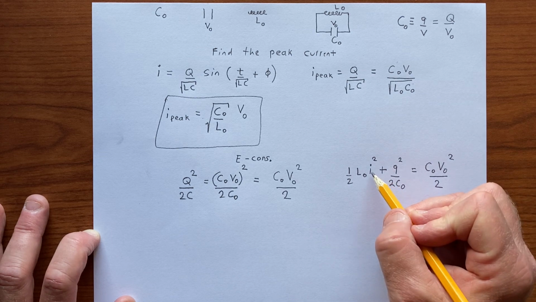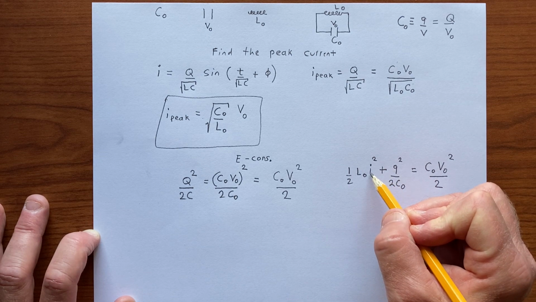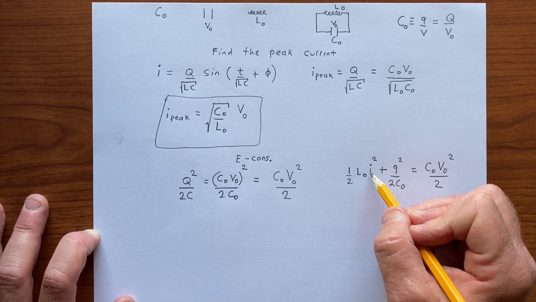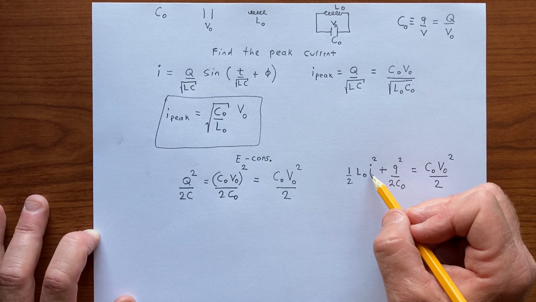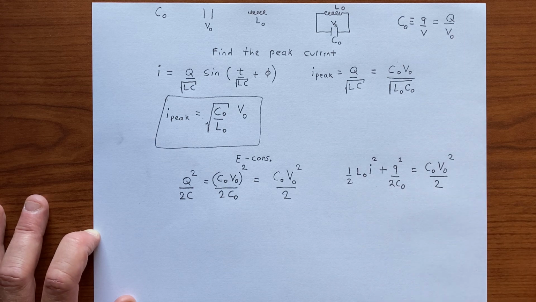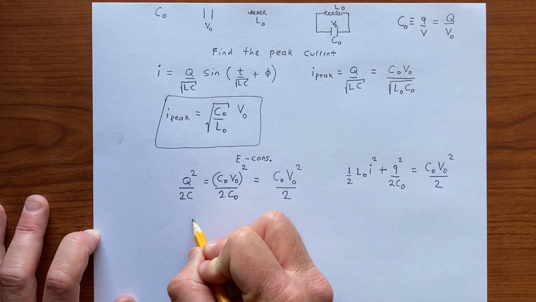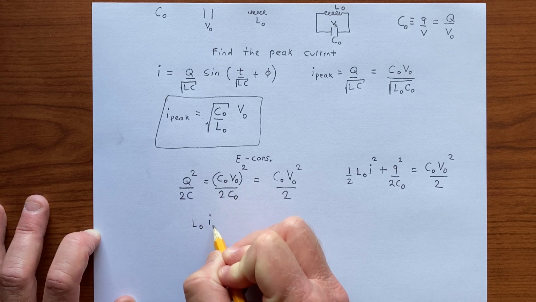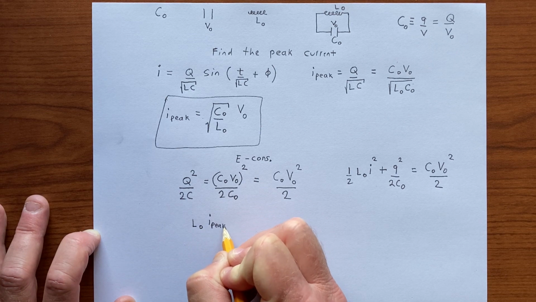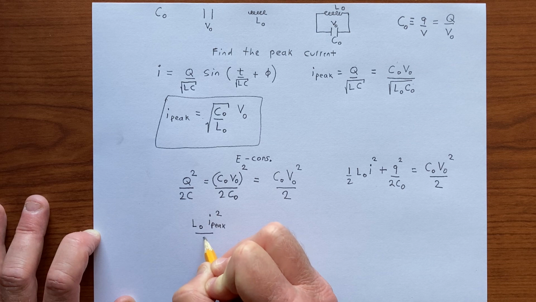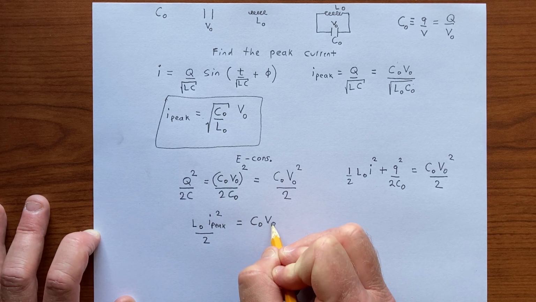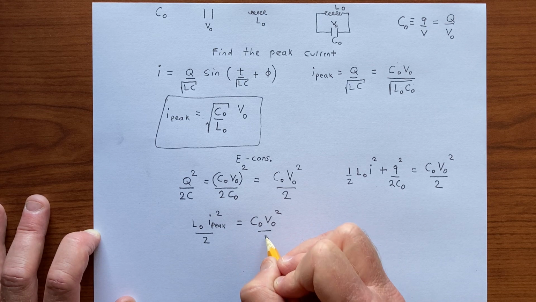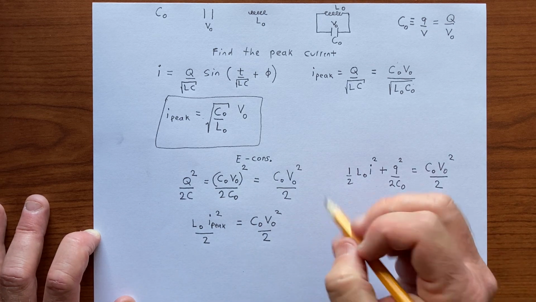And so we want the value of the current, but not any value of the current. We want the maximum possible value of the current. But when the current is maximum, there is no charge on the capacitor. So our equation looks like L naught I peak squared over 2 equals the total energy. All the energy, in other words, is in the inductor at that moment.